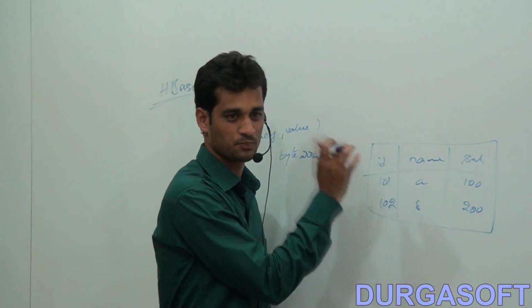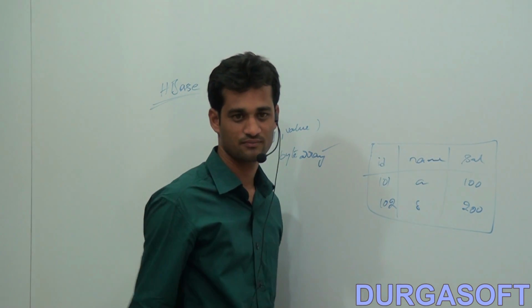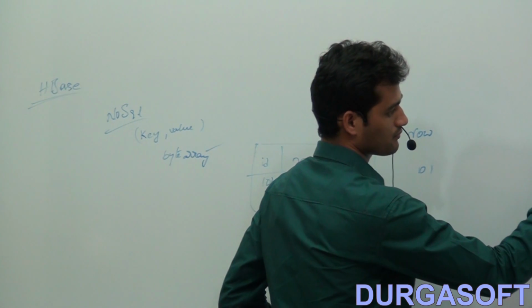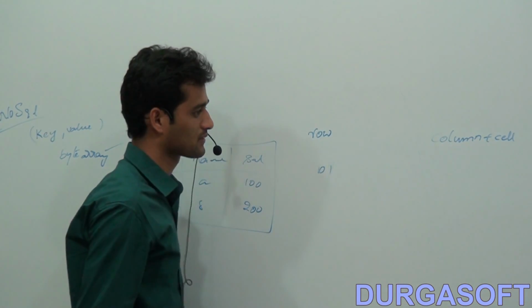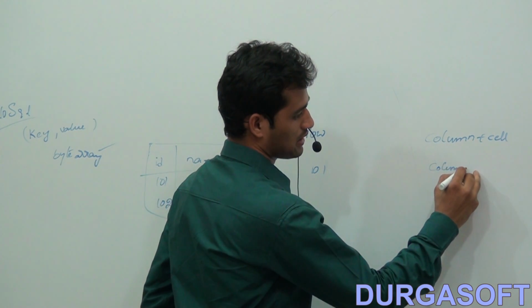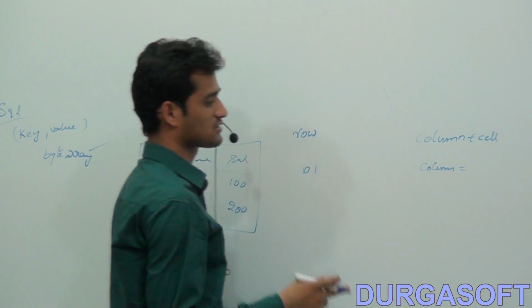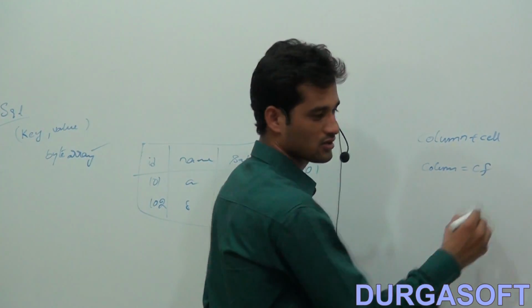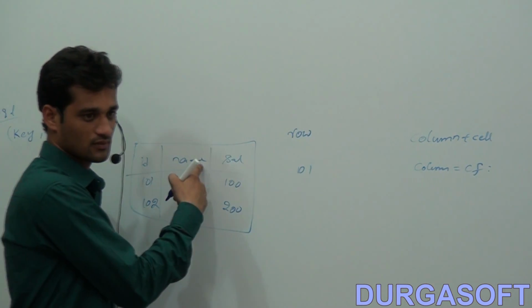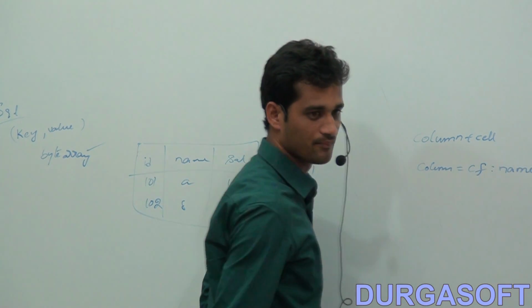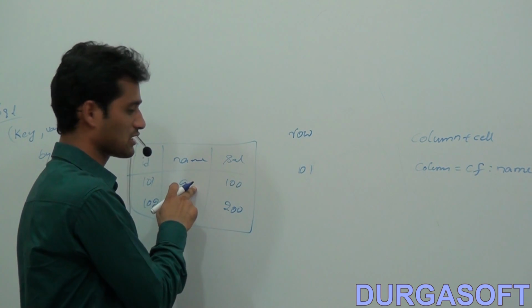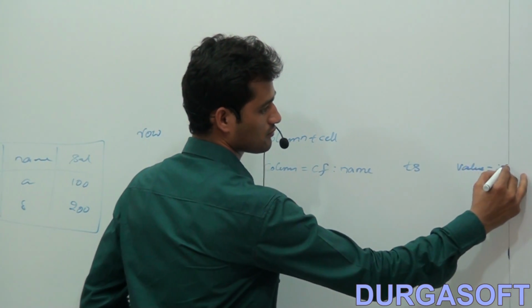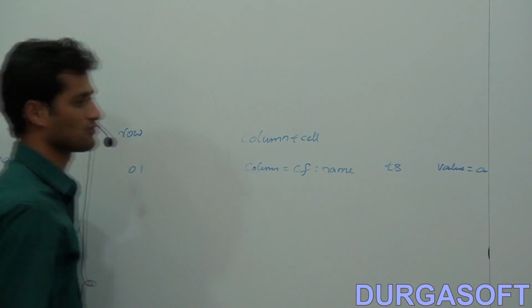If I put the same data into Hbase, how does it look? It takes 101 as the row. Here it takes the column, which is equal to a column family name. When you give this, you have to give a column family name. Say I am giving CF, column family, colon, and then name. What is the value for 101? A. So it takes some timestamp here, and the value is A.